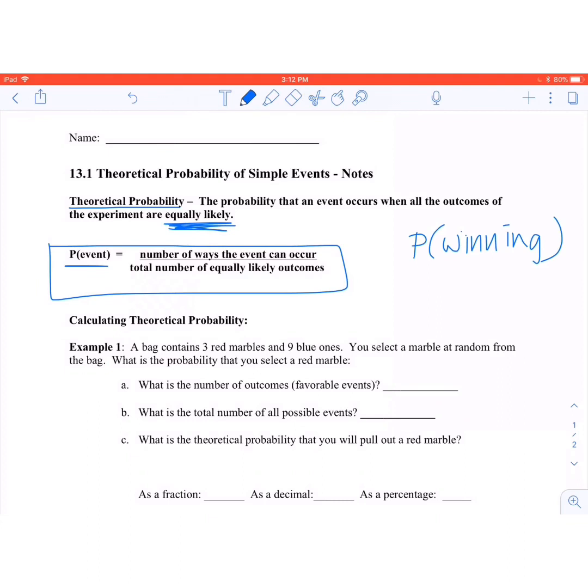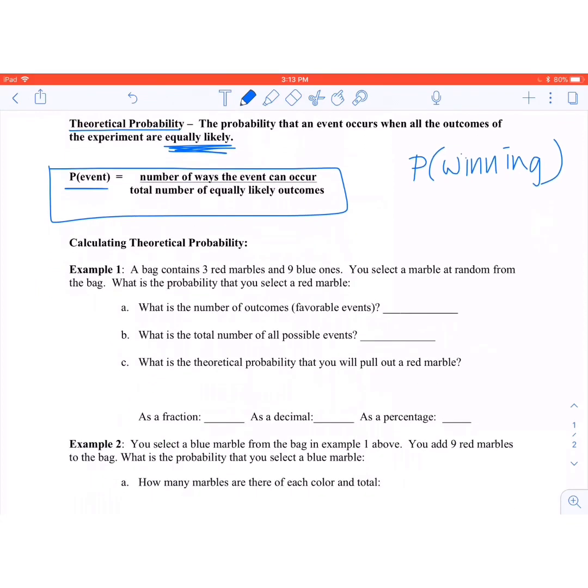So to find the probability of an event, you want to find the number of ways the event can occur and divide that by the total number of equally likely outcomes. For example, if I want to know the probability of winning, then I want to know, how many ways can I win? Divide that by all possible outcomes, which includes winning and losing and also tying the game. So let's take a look at this example down here.